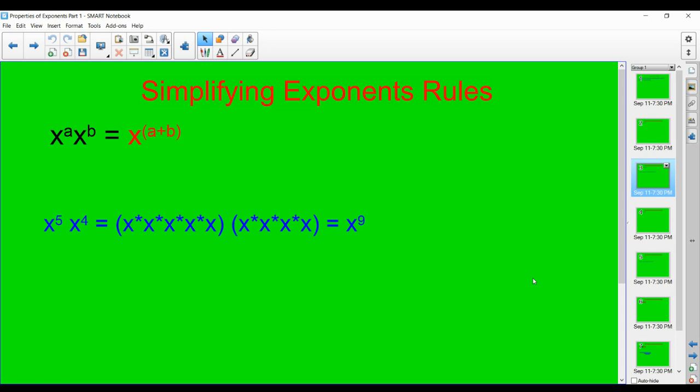So let's say we have x to the fifth times x to the fourth. We have 5 x's here, we have 4 x's here, and if we multiply them all out, we'd have 9 x's. So that's why we can just add the powers and the base stays the same, because we have 9 x's.